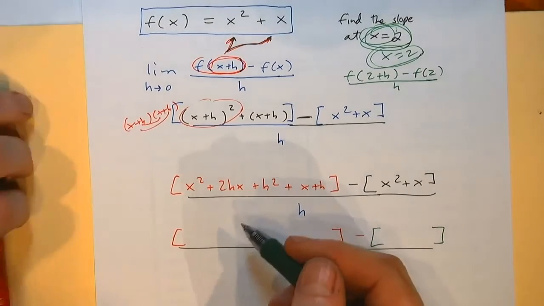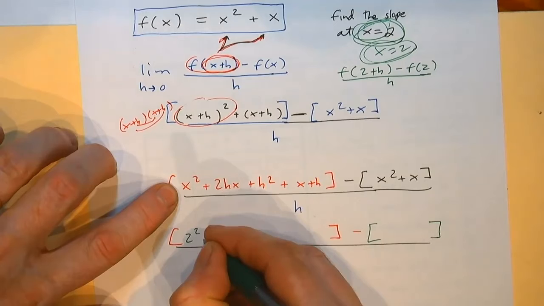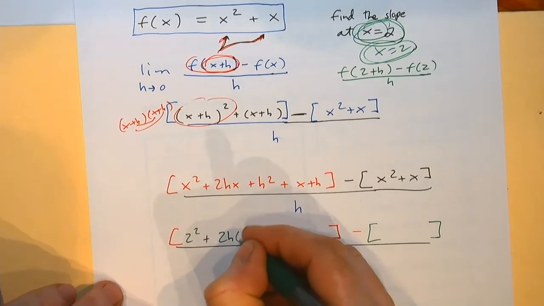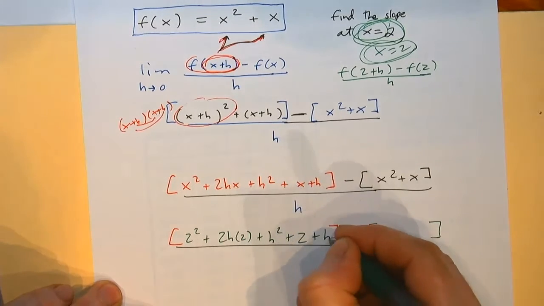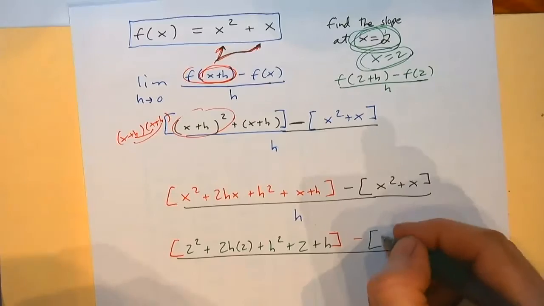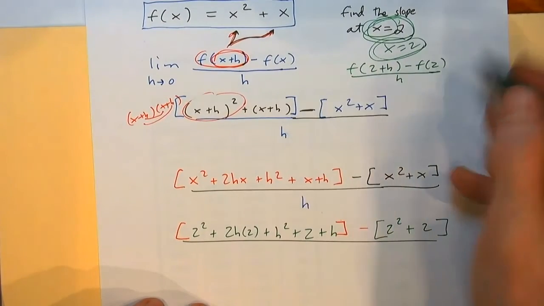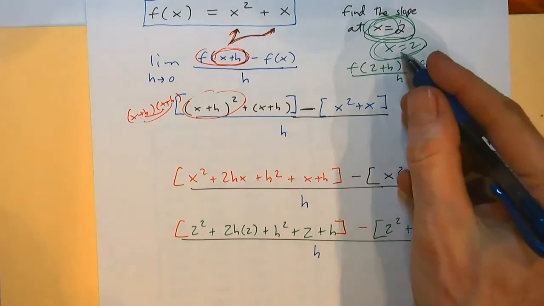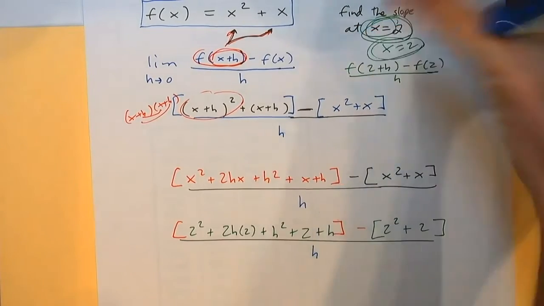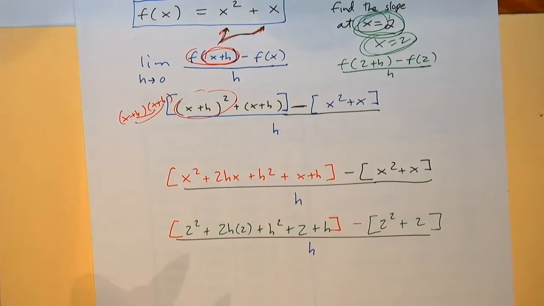Okay, so I'm going to change these to 2's. Maybe I should have just done it right at the beginning. So this is 2 squared plus 2h, x is 2, h squared, x is 2 plus h, minus, okay, this was 2 squared plus 2. I could have done this right at the beginning, or I could wait till I'm totally done, at any point you feel like it. Sometimes they won't tell you. They just say, come up with a rule. So how are we supposed to simplify that?